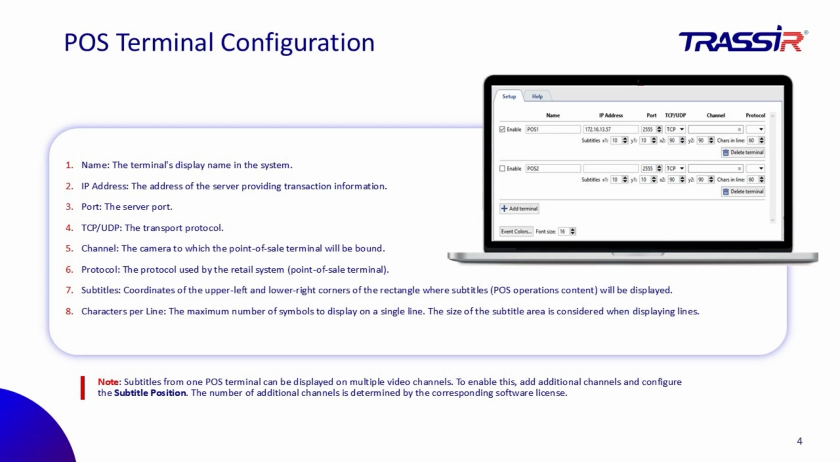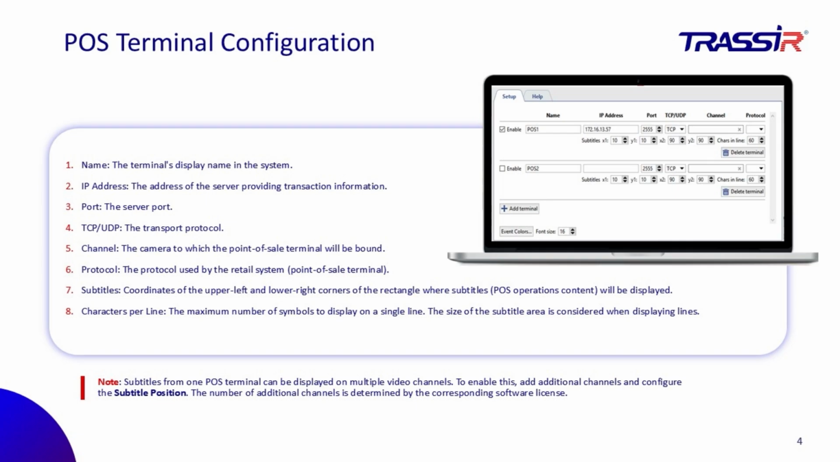Let's take a closer look at the configuration of the cash terminal in TRASSIR. To add a POS terminal, select the menu item ActivePOS, Terminals, and click Add a Cash Terminal. In the Cash Terminal Settings window, specify the following parameters: the name of the terminal that will be displayed in the system, and the address of the server with the cash software from which information about completed transactions should be received. If the TRASSIR server and the cash terminal software are located on a local network, then this is not necessary.